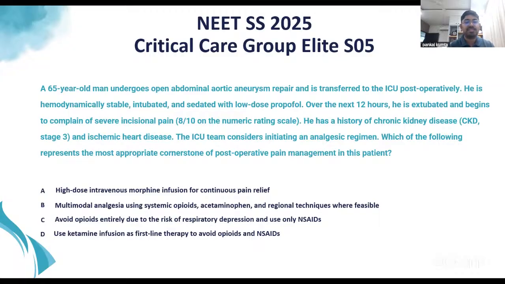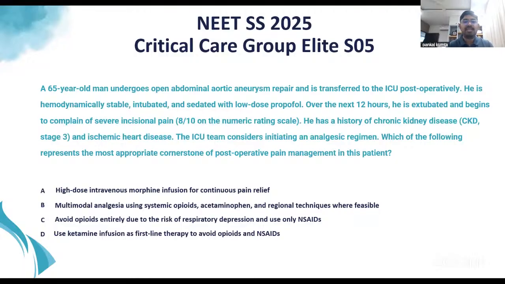The options were high-dose IV morphine infusion for continuous pain relief; multimodal analgesia with systemic opioids, acetaminophen, and regional techniques wherever feasible; avoid opioids entirely due to risk of respiratory depression; use only NSAIDs; and use ketamine infusion as first line to avoid opioids and NSAIDs. For any post-operative pain control, always look for the multimodal option, because that is the strategy you will always focus on. The answer here is multimodal, using a combination of opioids, acetaminophen, and regional techniques.